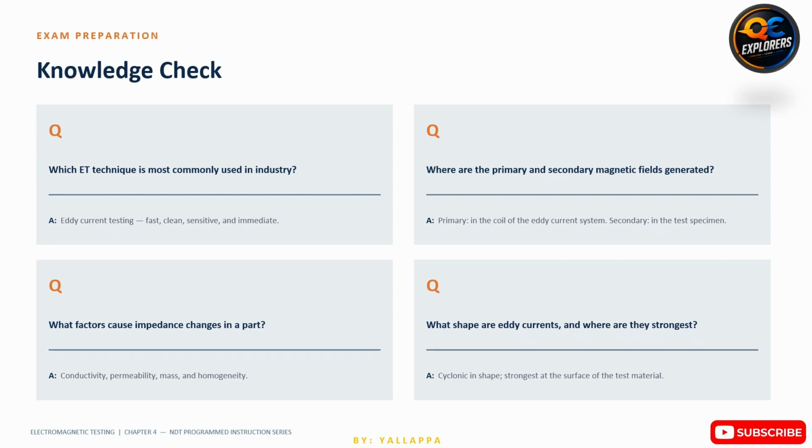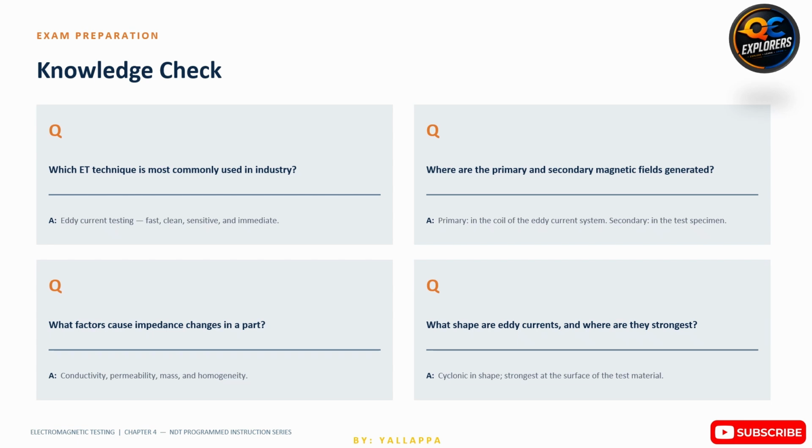The next question asks, where are the primary and secondary magnetic fields generated? Remember that the primary magnetic field is generated by the inspection coil when alternating current flows through it. The secondary magnetic field is produced by the eddy currents induced within the conductive test specimen. Keeping these two fields distinct is essential for understanding electromagnetic induction.